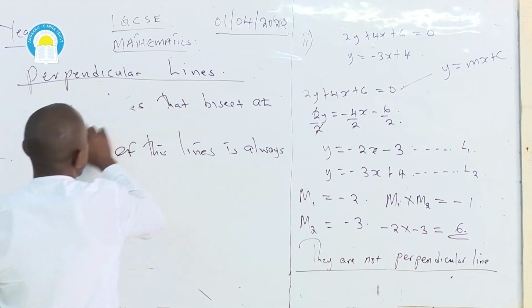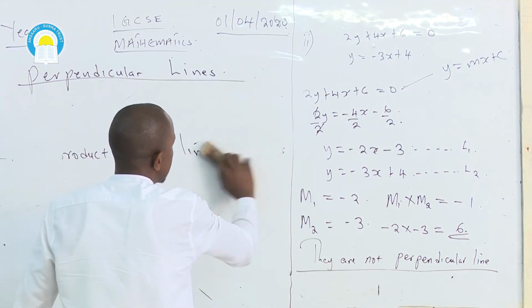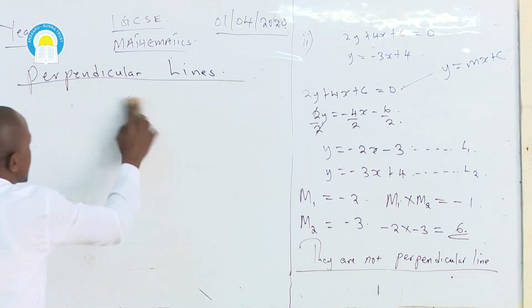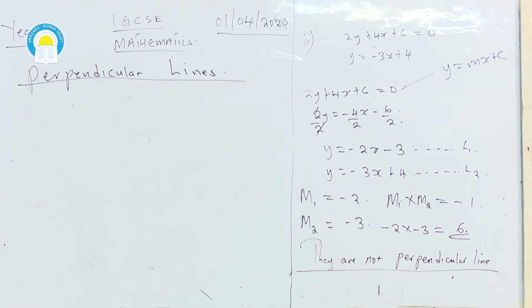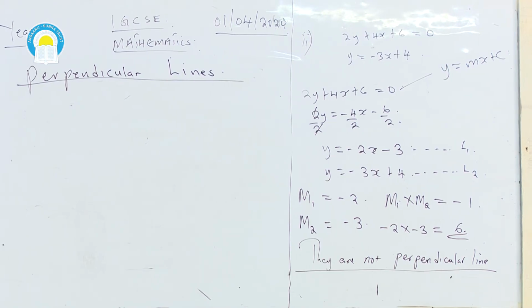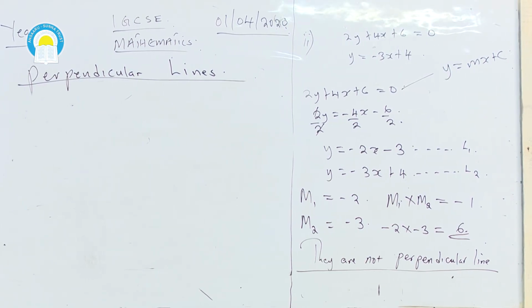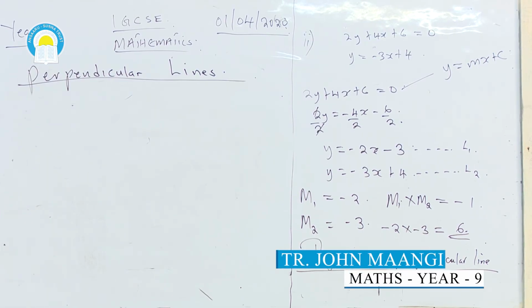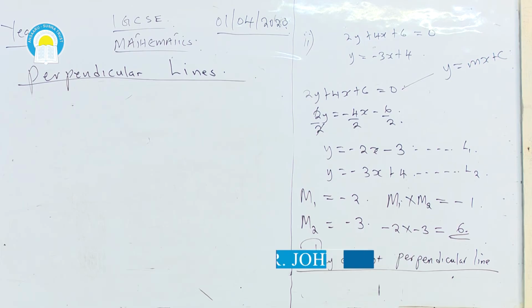Now, that is the first part of the question that you may be asked as far as perpendicular lines are concerned. The next part, which is very important, is when they ask you to find an equation which is perpendicular to and passes through a given point.